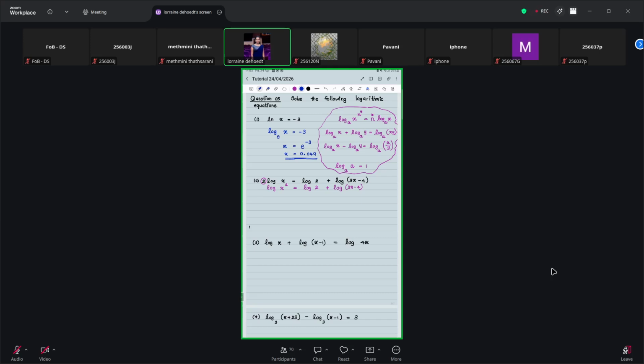That means I can use the second law. That means I can get the common log. For that, you need to multiply these 2 terms. Then it equals log x squared.